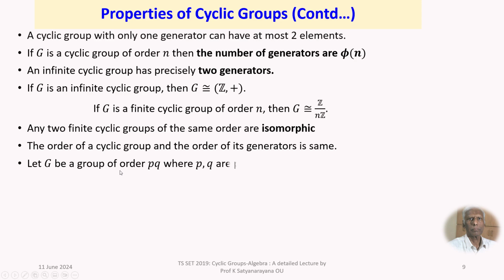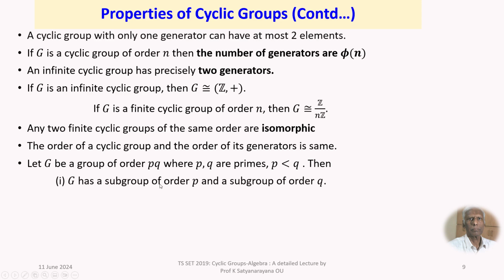Let G be a group of order pq, where p and q are prime numbers, p less than q. Then property 1 says G has a subgroup of order p and a subgroup of order q. Further, if p does not divide q minus 1, then G is cyclic. This is a very important property, and somebody can exploit it in the form of a question also.